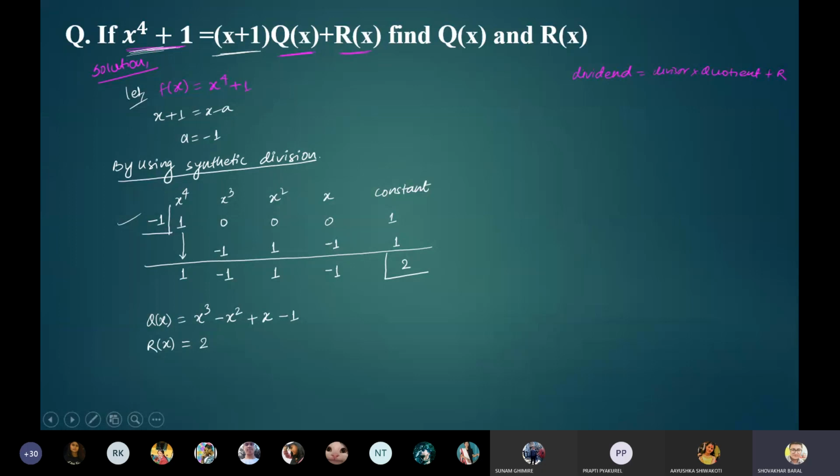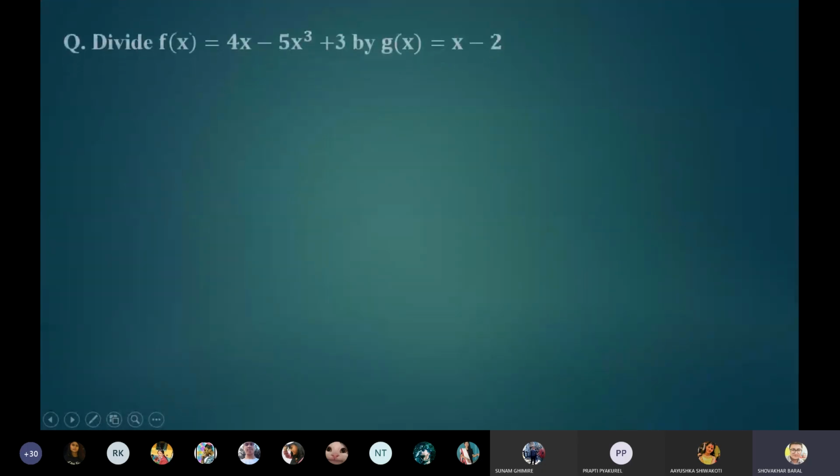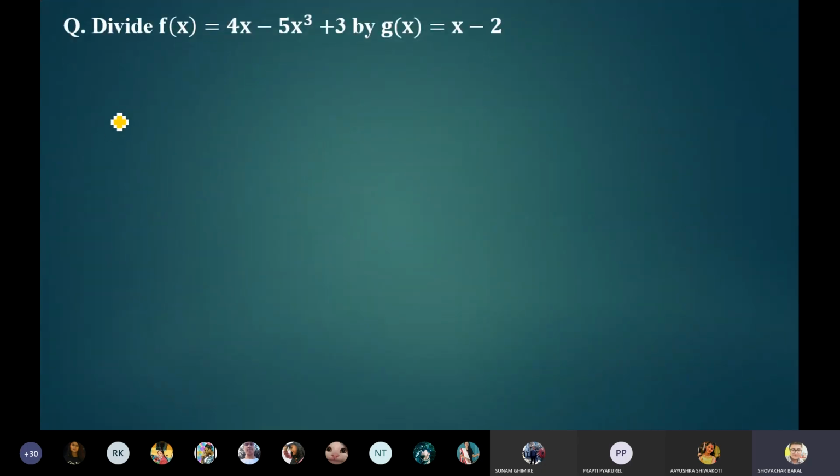Okay, this one I discussed earlier. Divide f(x) = 4x - 5x³ + 3 by g(x) = x - 2. f(x) is given here and g(x), the divisor, is also here. You need to find the quotient and the remainder by using synthetic division.